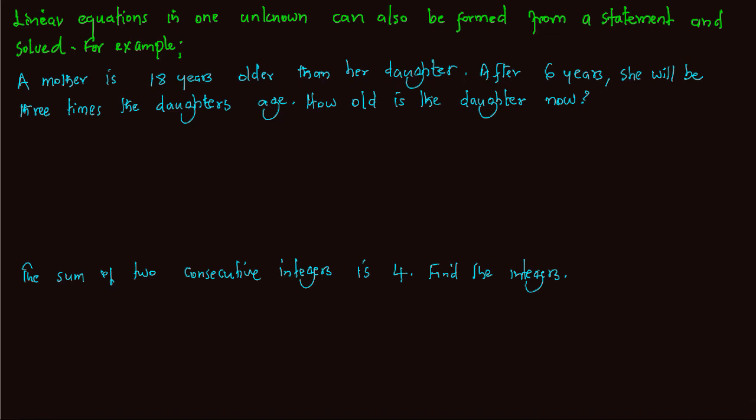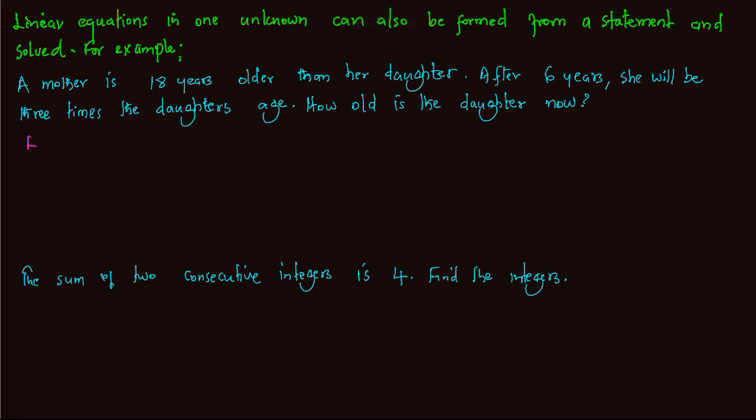Linear equations in one unknown can also be formed from a statement and solved. For example, a mother is 18 years older than her daughter. After 6 years, she will be 3 times the daughter's age. How old is the daughter now? So because the unknown here is the daughter's age, we let the daughter's age be equal to x. So we have the daughter and we have the mother. Now, the daughter is x years. The mother is 18 years older than the daughter.